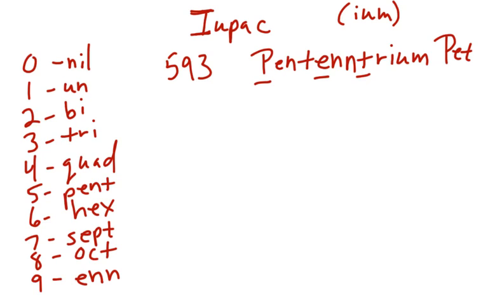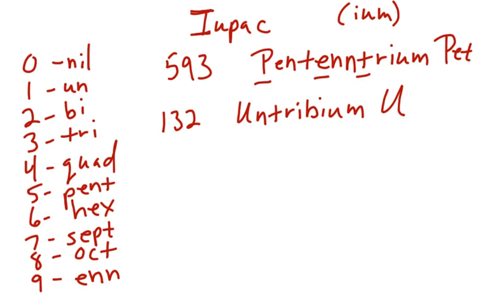Okay, so let's try another one. Let's do 132. Okay, 1 is un, 3 is tri, 2 is bi, and since it already ends in an I, I just put a U-M on it. Untribium. And it'd be capital U, small t, small b. This is why some of the ones in the periodic table I think should make sense.